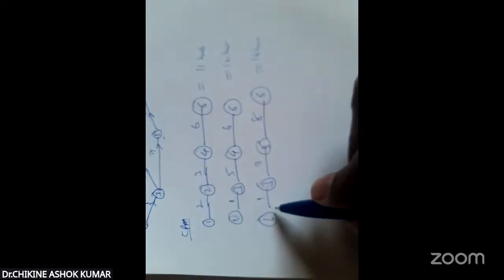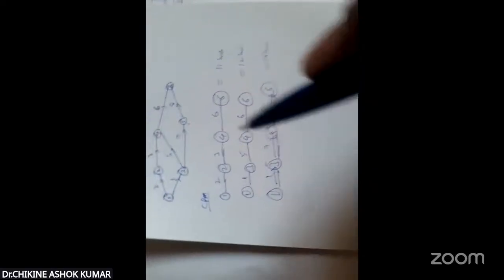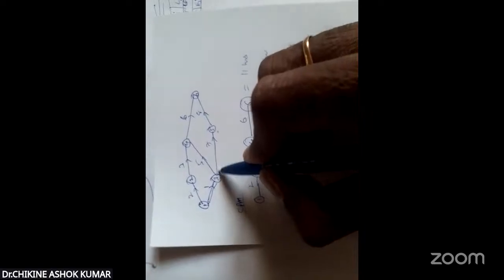So in this, which is the longest path? This is the longest path. So indicate it with a double arrow mark. Okay, longest path, indicated with the double arrow mark. This is the critical path.